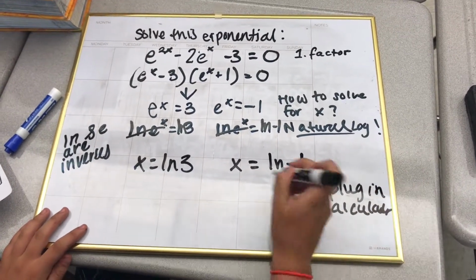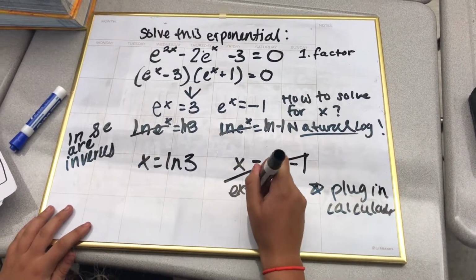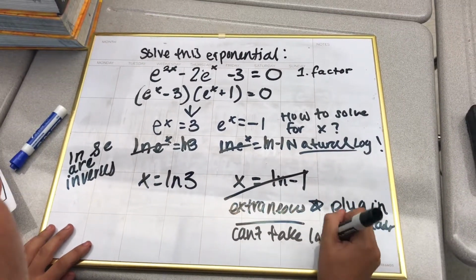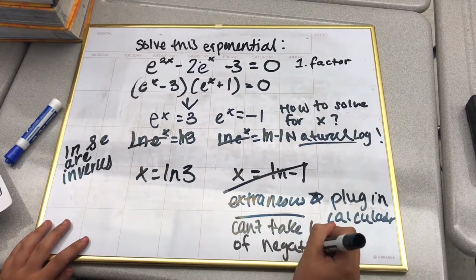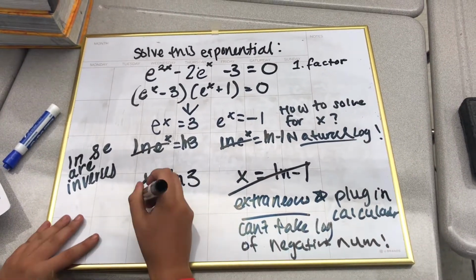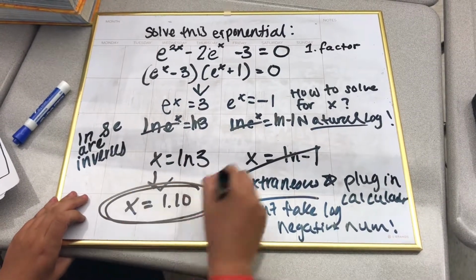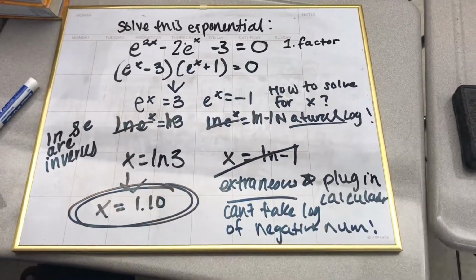So what you would do at this step is plug this into your calculator. But from the first one, you know that you can't take a log of a negative number, so that's an extraneous solution. Then you're just left with x equals ln 3. Once you plug that into the calculator, you get a simple answer of 1.10. And that is the answer to this question.